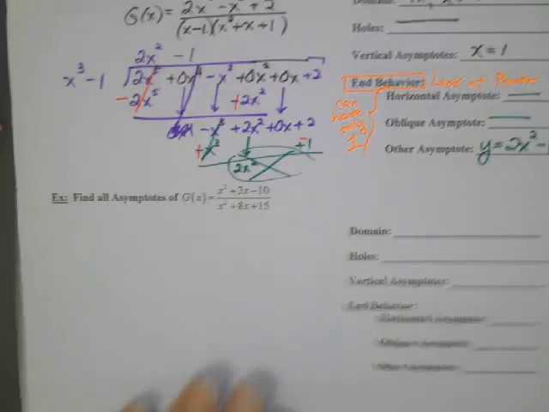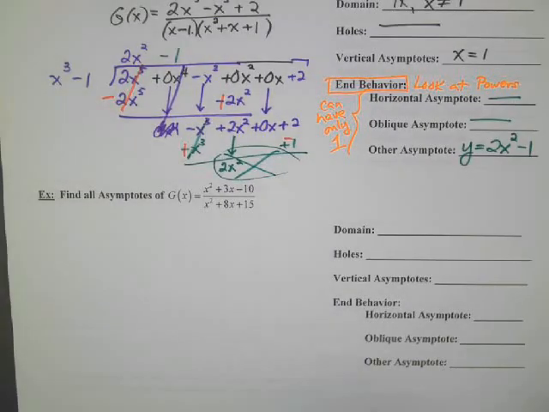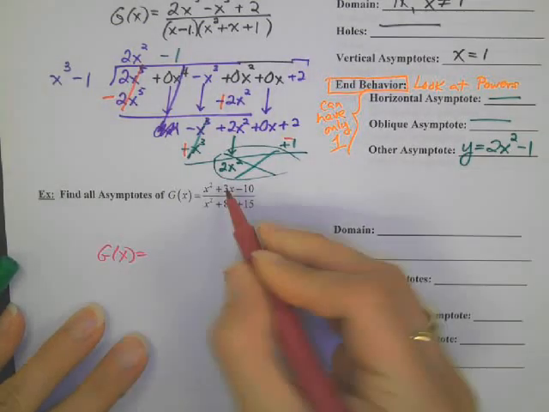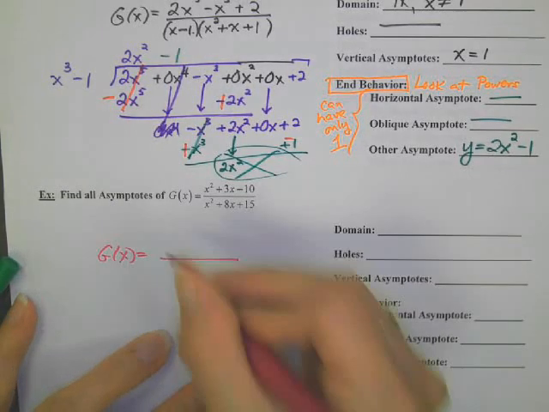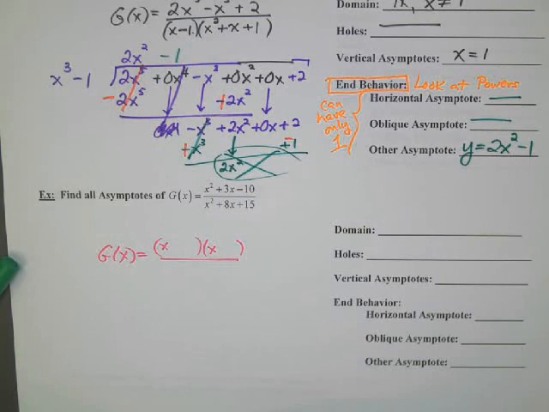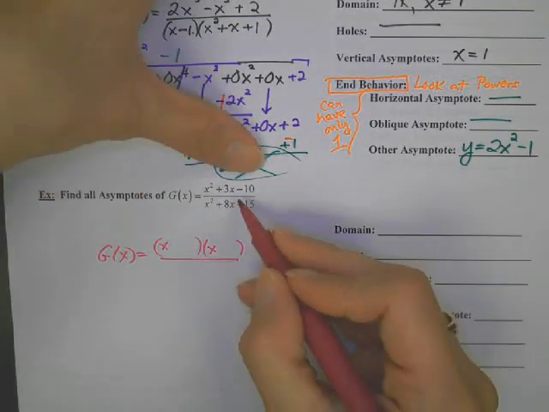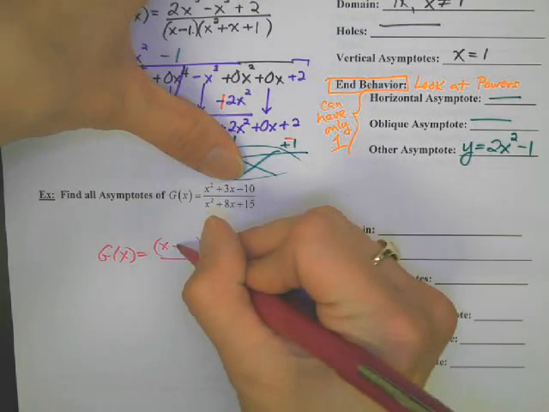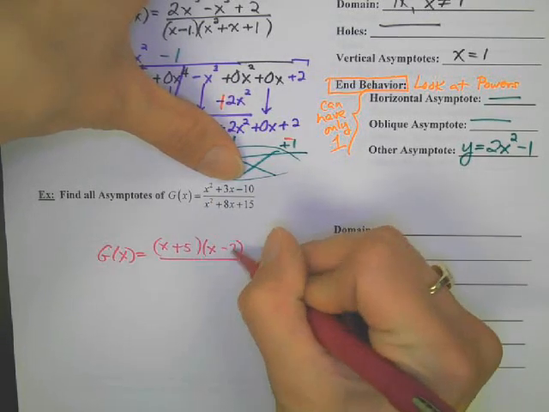Okay, let's practice some more. To get these right, we have to be really good at factoring. So let's go ahead and factor g of x here. Since it's x squared on top, I know it's going to be x and x. What two things make a 10, guys? 5 and 2. Which one should be positive to make a 3? The 5 plus, 5 minus 2.